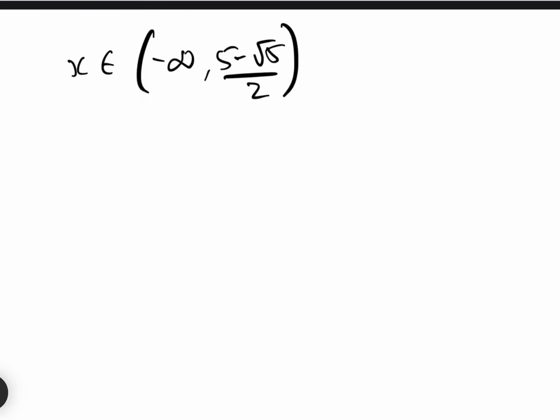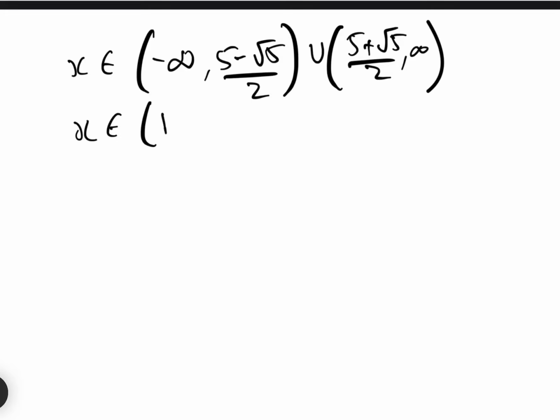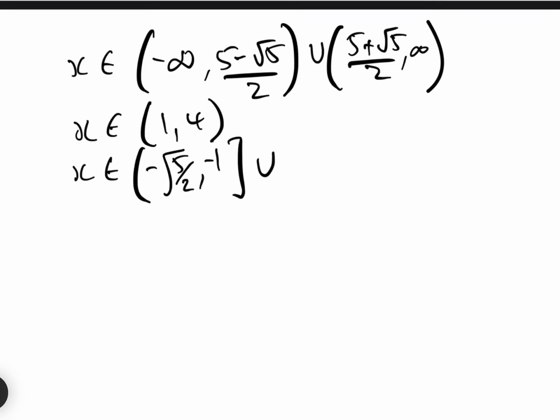Let's just get a little bit of clear space. So we have basically that x must be contained in, this is from the first one, minus infinity to 5 minus root 5 over 2 union 5 plus root 5 over 2 to infinity. That's from the first one. And the second one we have x must be contained in 1, 4. And the third one we have x must be contained in minus root 5 over 2 to minus 1 square bracket union 1 to root 5 over 2 curved bracket.